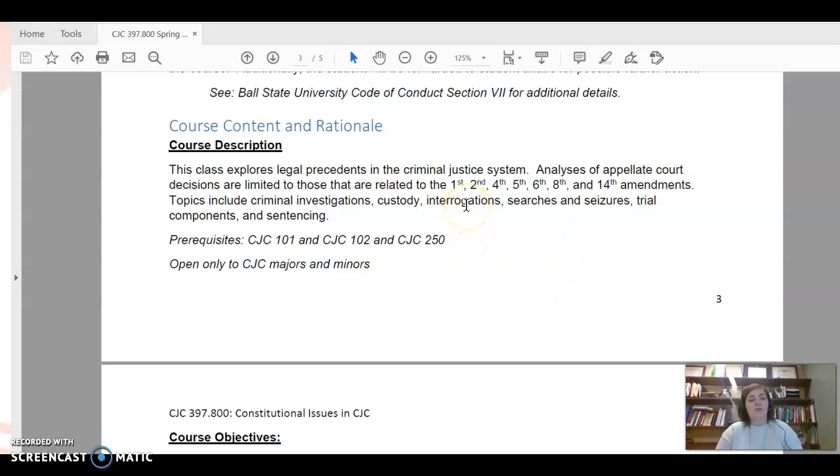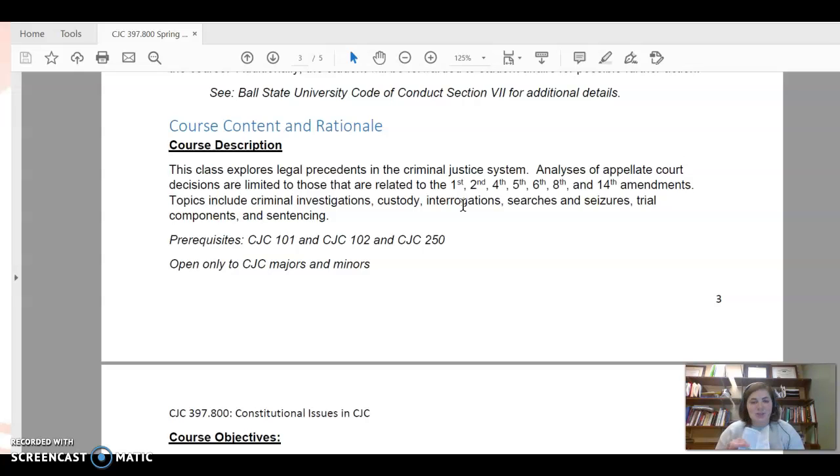The purpose of this class is to analyze appellate court decisions related to the First, Second, Fourth, Fifth, Sixth, Eighth, and 14th Amendments of the Constitution. So we're not going to be dealing with any of the body of the Constitution, even though it's pretty interesting, especially with a possible impeachment coming up. All of that is detailed in the body of the Constitution. What we will be working with this semester are just the amendments.